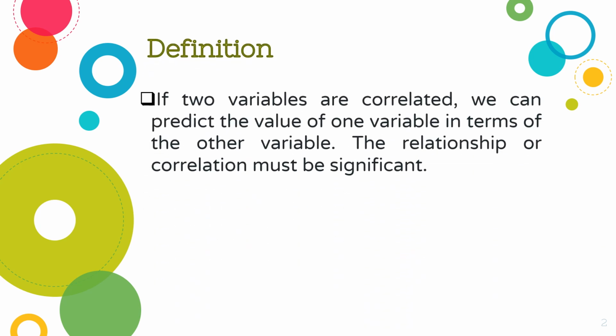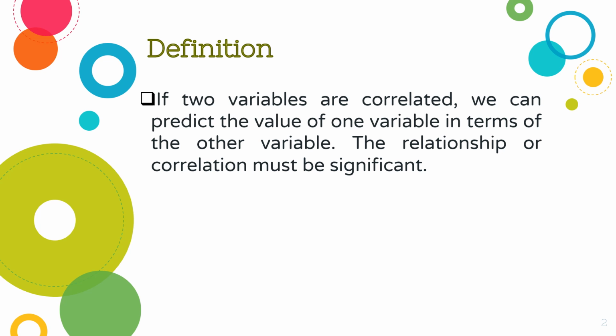And what is regression analysis? If two variables are correlated, we can predict the value of one variable in terms of the other variable. So the relationship or correlation must be significant. Before we proceed with the regression analysis, we first perform the correlation, wherein our result should show that the relationship of the two variables exists, or must be significant.